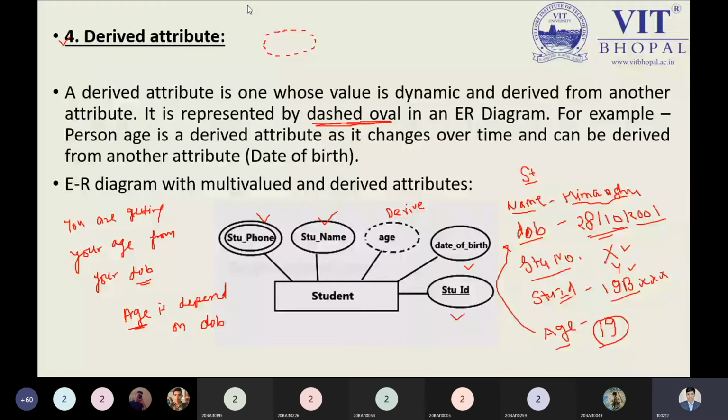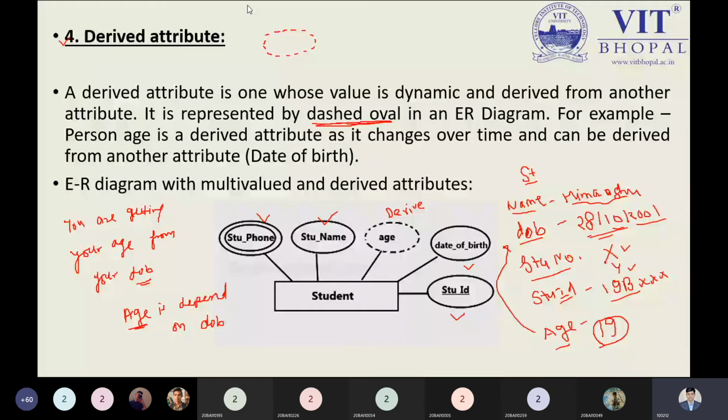Yes, sir. And another example: your grade or your CGPA depends on the grades you are getting in all the courses. So in the 5 courses, whatever grade you are getting, your CGPA will be calculated automatically from the grades. So the CGPA attribute becomes the derived attribute based on the different attributes. That could be one kind of example.